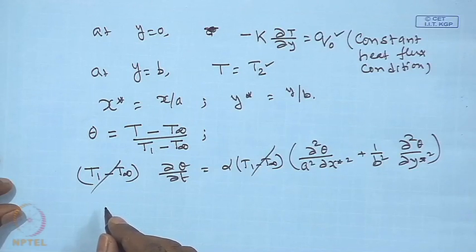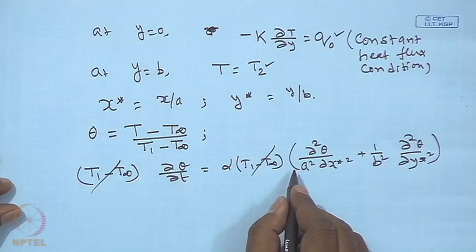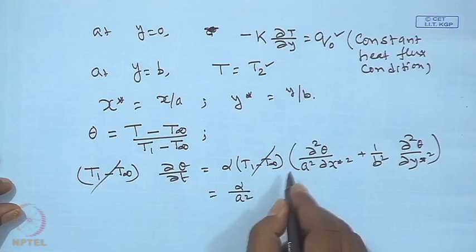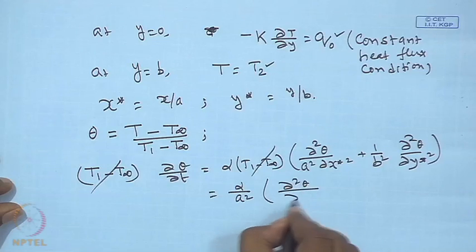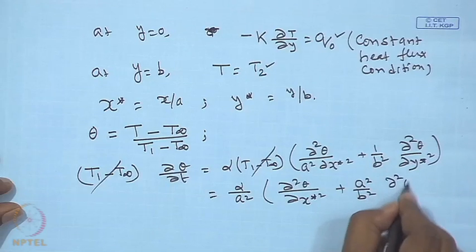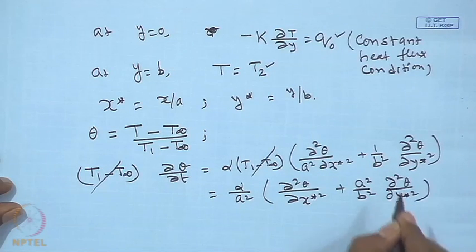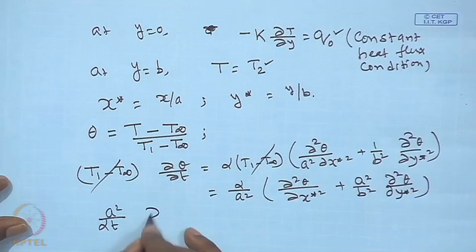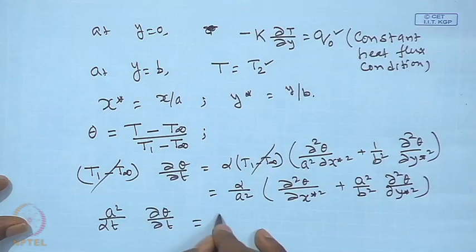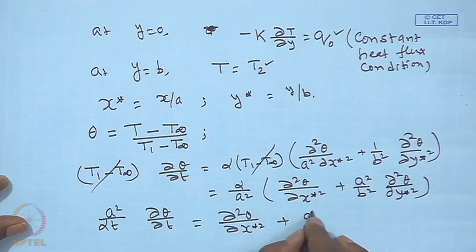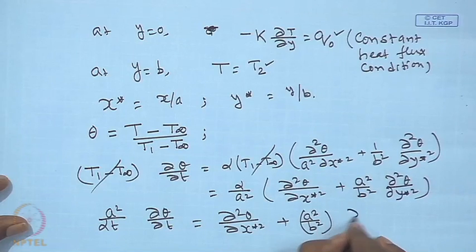What we can do? We multiply both sides by a square. So, this becomes alpha by a square, you take a square common. So, this becomes d square theta d x star square plus a square by b square del square theta del y star square. So, we take it to the other side. So, it becomes a square by alpha del theta del t is equal to del square theta del x star square plus a square by b square del square theta del y star square.